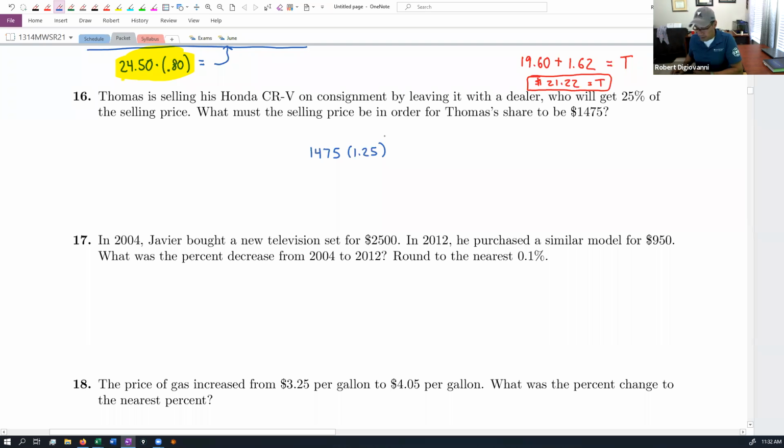Let's see what we get. Let's just see if this works. 1475 times 1.25, and you get 1843.75. So Cheyenne is suggesting that that's the selling price. Okay, right? Is it correct? Let's see. Is this correct? How can we check? Well, what is Thomas's share? How much of it is he going to get? What percentage is Thomas getting of the sale?